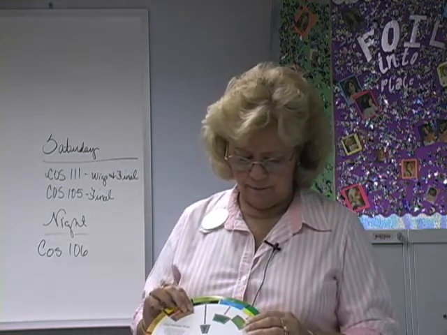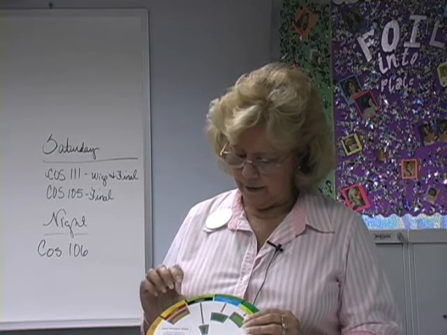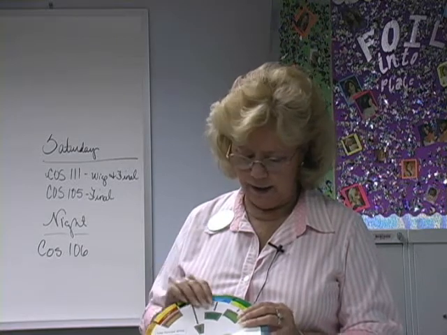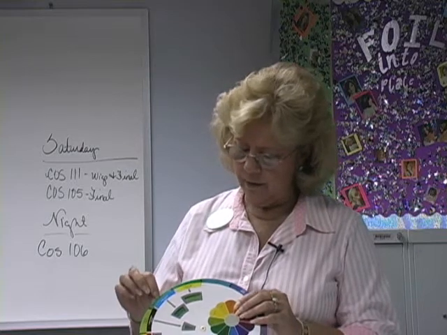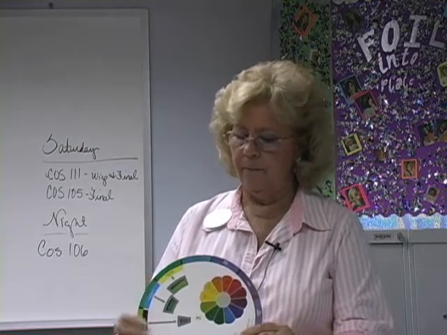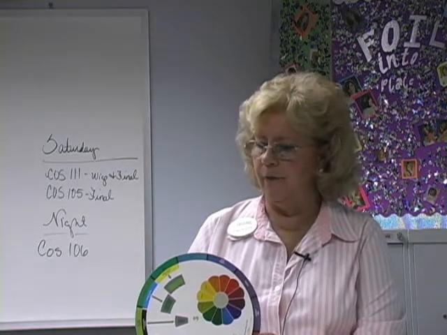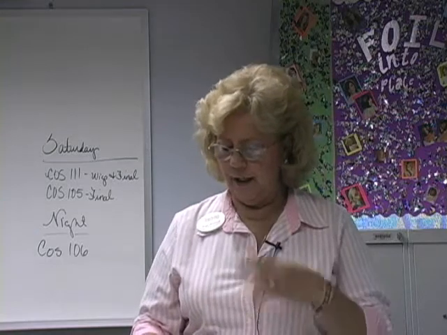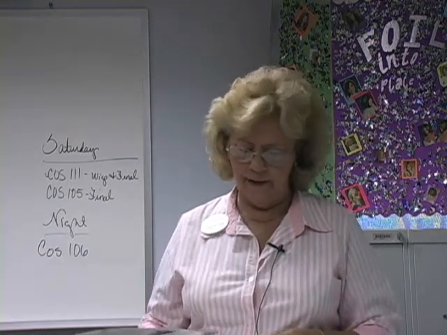We've got green. If we mix green with yellow, we get yellow-green. We've got blue-green, and that's where we mix green with blue. So our tertiary colors are always going to have two names. Yellow-green, yellow-orange, red-orange, red-violet, blue-violet.